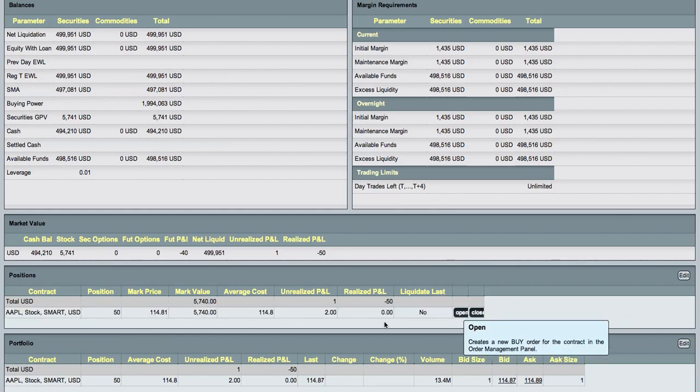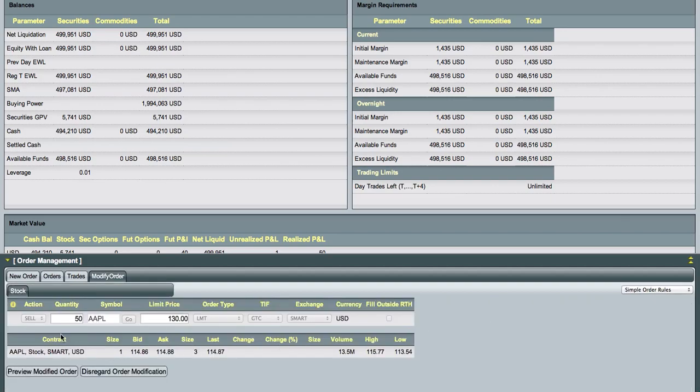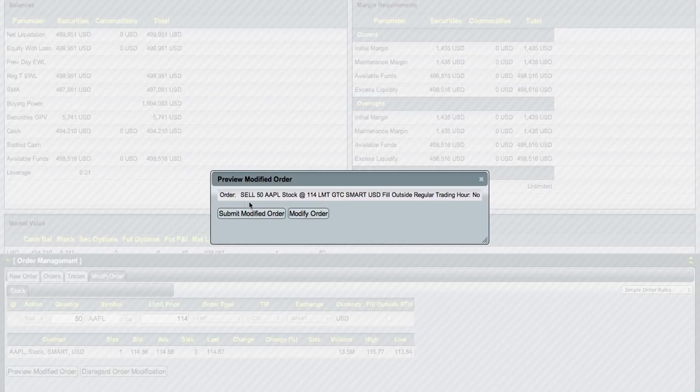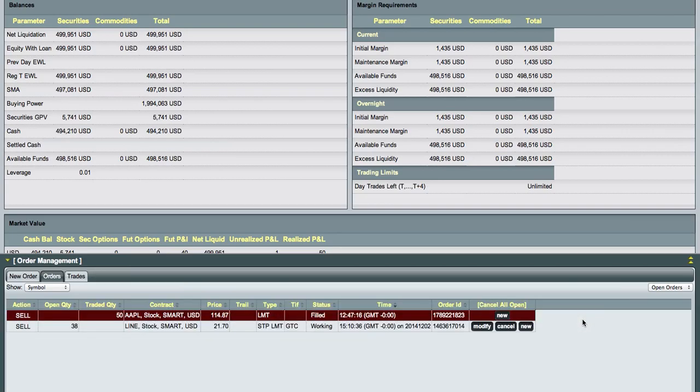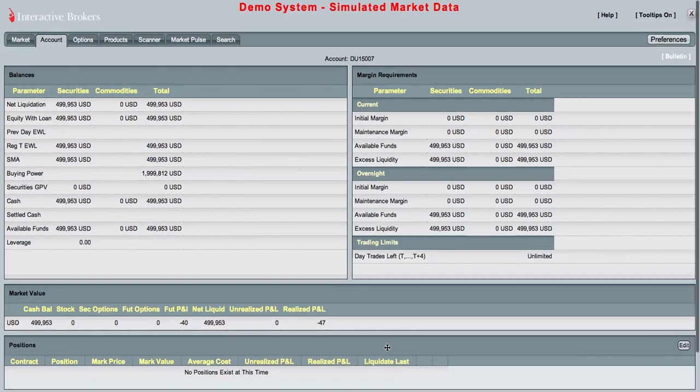This time we're going to go back to our order management window, but we're actually going to modify the order. So we're going to modify. It opens up our original order, sell 50 Apple shares at a limit price of $130. So we're going to just change that, let's say, to 114, just to show you what it's like. Preview modified order. Are you sure you want to sell your 50 Apple shares at 114? We're going to click on submit. And you can see now it's actually being filled. So when we go back to our account window, you're going to see all our positions are gone here now.